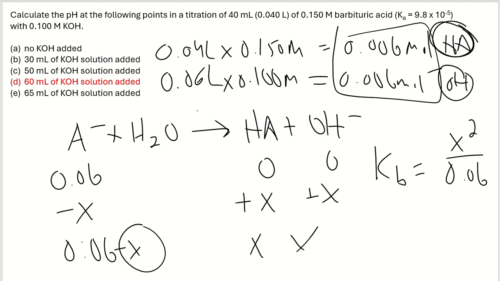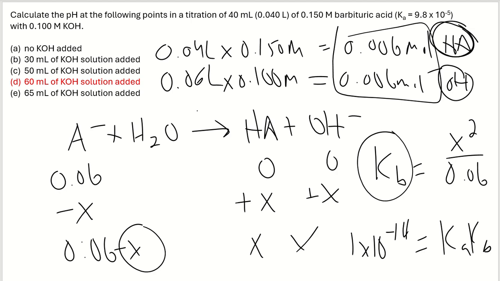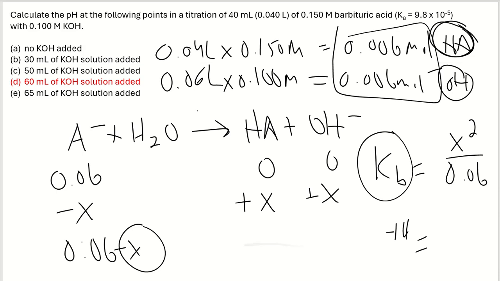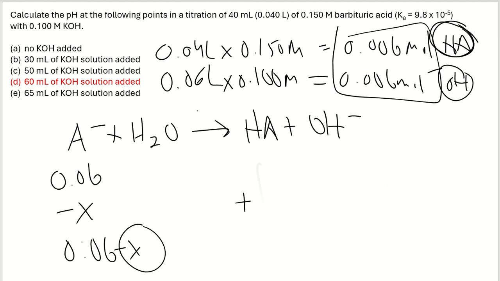The problem here is we need Kb, but we're given Ka. So what we need to do is convert Ka to Kb, and remember that 1 times 10 to the negative 14th is equal to Ka times Kb. So you just need to divide 1 times 10 to the negative 14th by your Ka to get Kb. And we're going to go ahead and do that calculation, and I'm going to erase all this so we have room to do the math to solve for Kb.